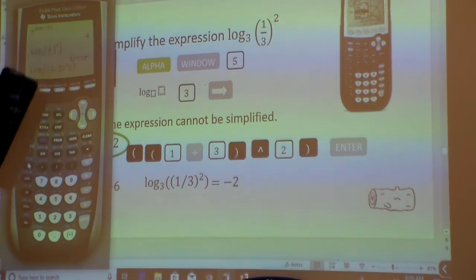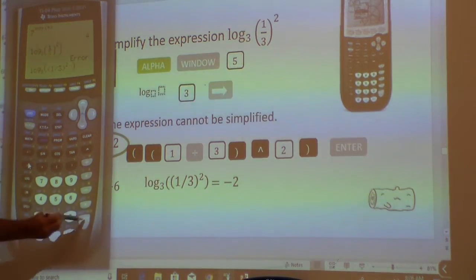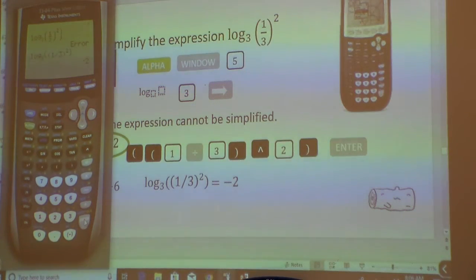I guess when I did that little alpha window, I took the parentheses out. All right. So, and there we go. I got the same answer of -2 right there. All right. Those are our problems with these all.